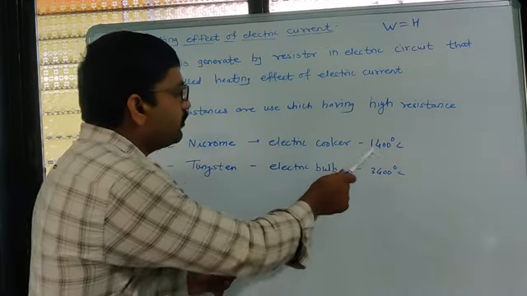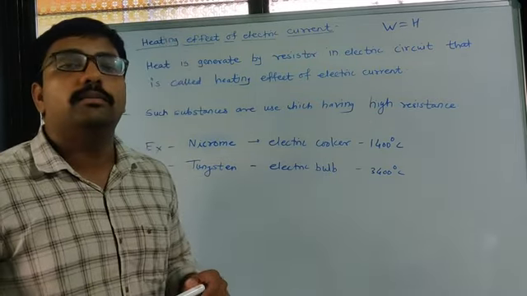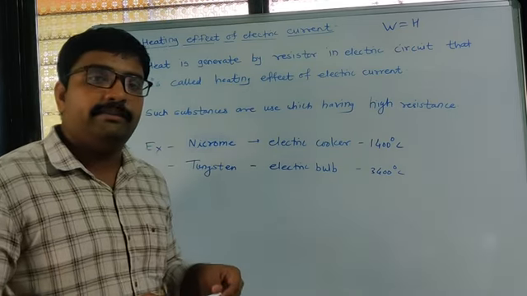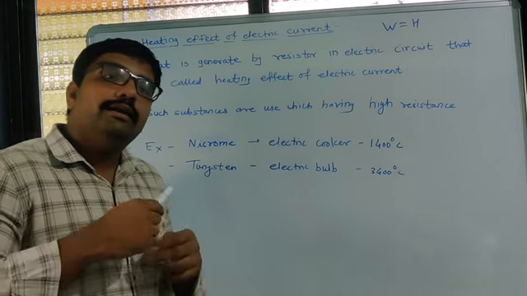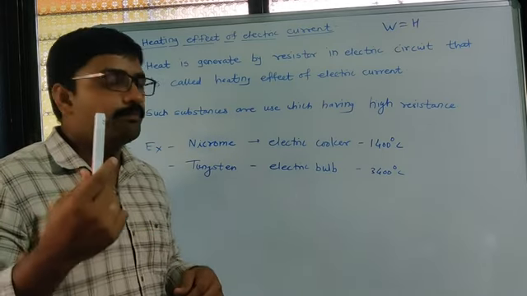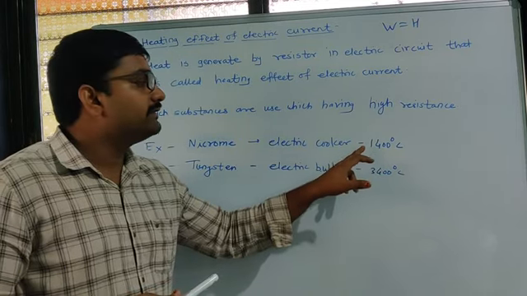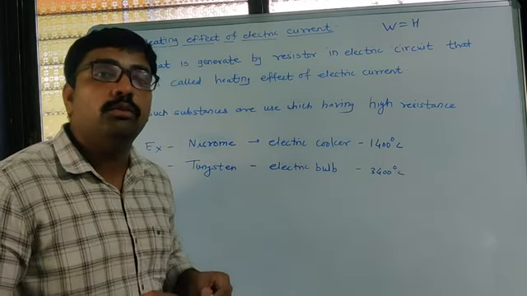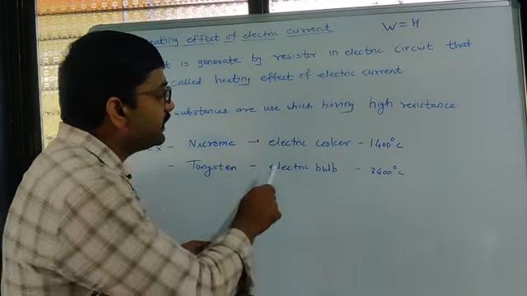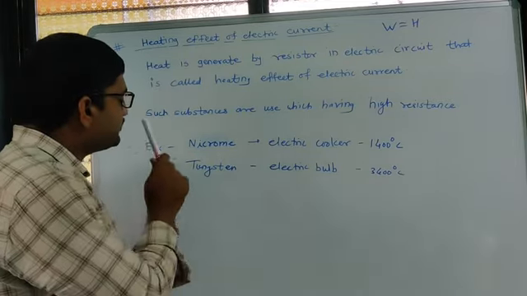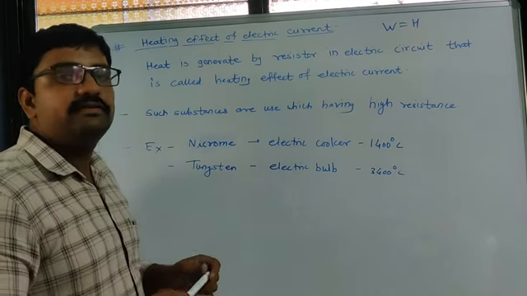and also the melting point of this nichrome is very high, that is 1400 degrees Celsius. So it does not easily melt, so it will give us very high heat but not melt. That is one important use of this nichrome to get heat, and it is used in an electric cooker.